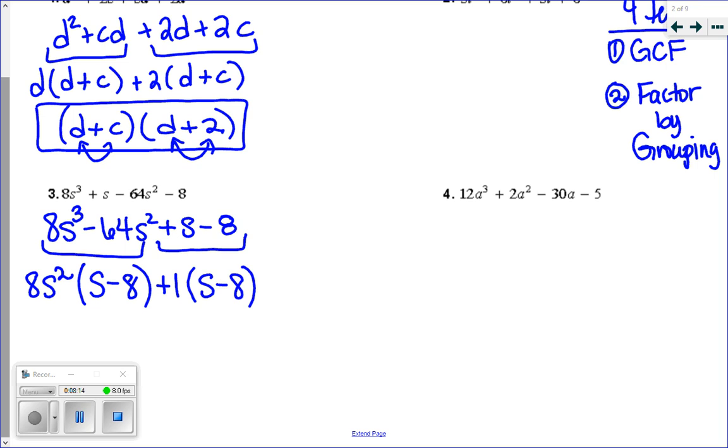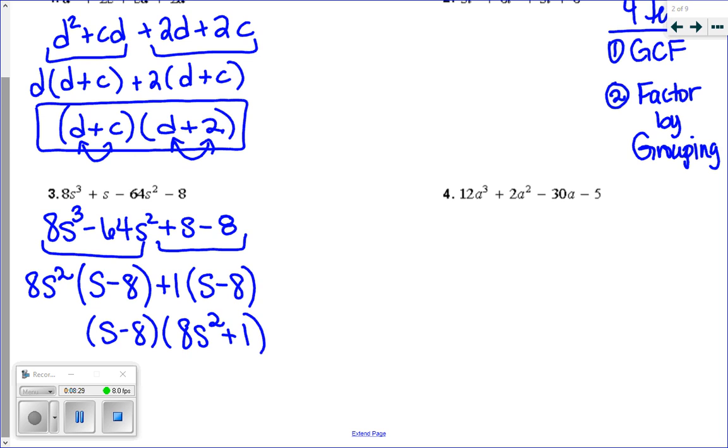Do we have a group match? Yes, we do. So then we can conclude our factors here are s minus 8, and in the other one, it is 8s squared plus 1. And those are my 2 binomials.